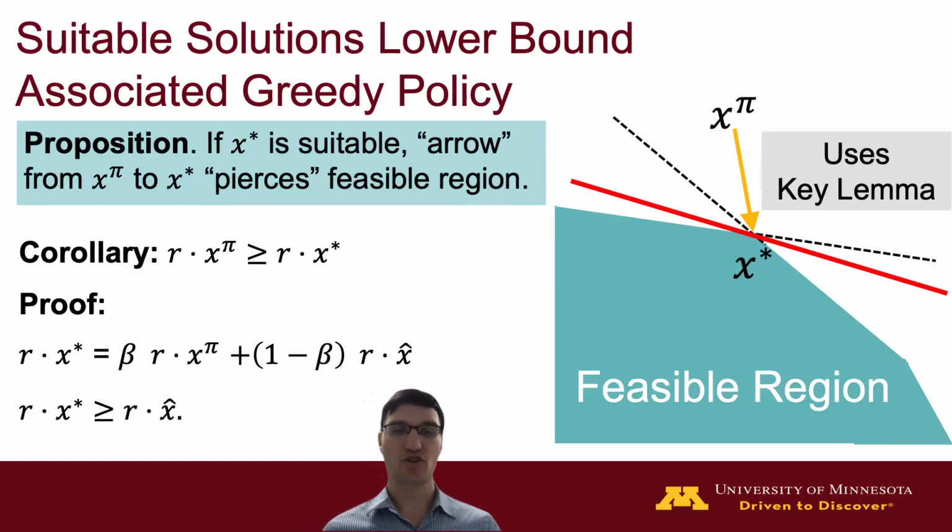So I'm not sure exactly how clear that came through, but I'd say the key idea to keep in mind is that we show that the arrow from x pi to x star actually enters into the interior of the feasible region using our key lemma. And from that, everything is sort of easy.